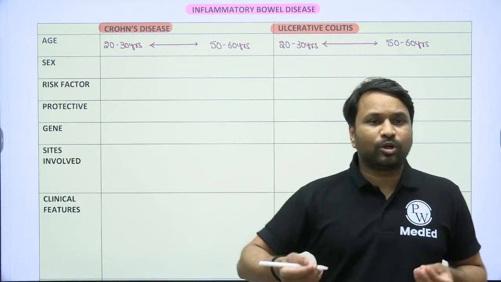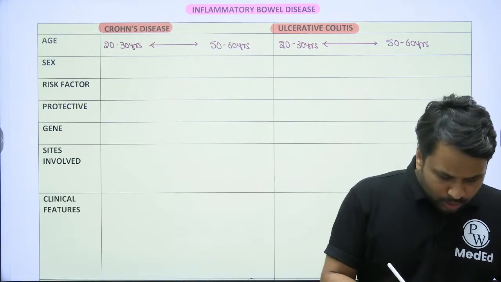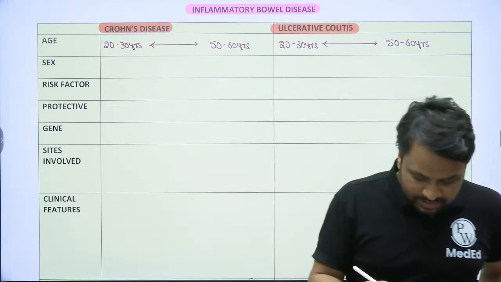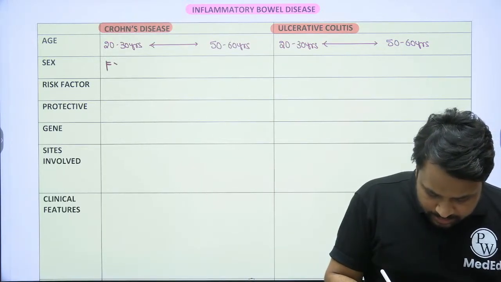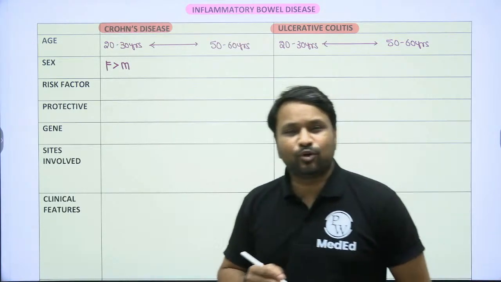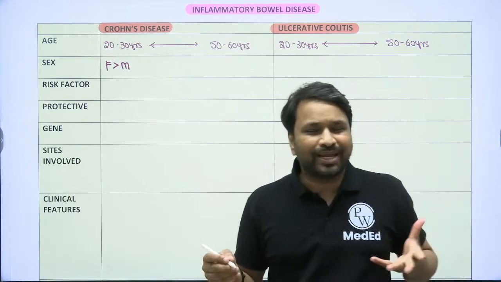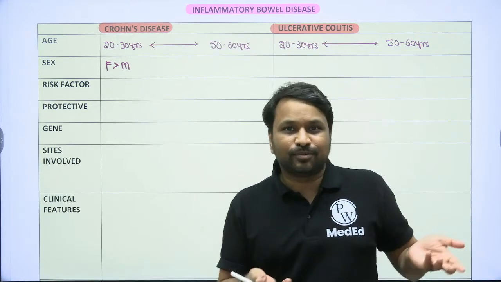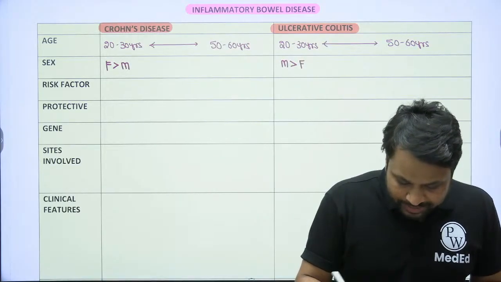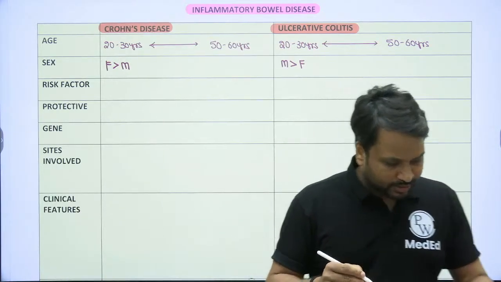Now, who is more likely to be affected in Crohn's as well as ulcerative colitis? Remember, Crohn's sounds like crown. Who wears a crown? Obviously, female. So females are more likely to be affected in Crohn's when compared to males. Ulcerative colitis, the word ulcer looks very aggressive. Who is more aggressive? Obviously, guys are more aggressive when compared to females. So here it is more likely to be affected in males when compared to females. Okay? So that's another differentiating point that you need to understand.